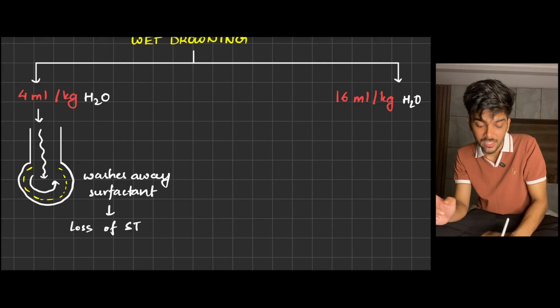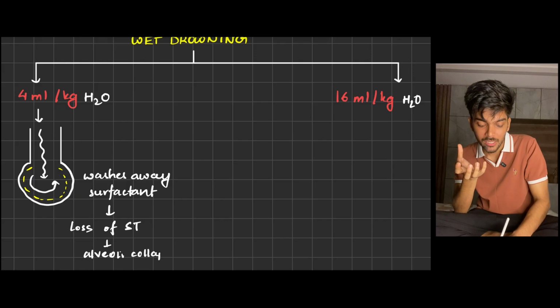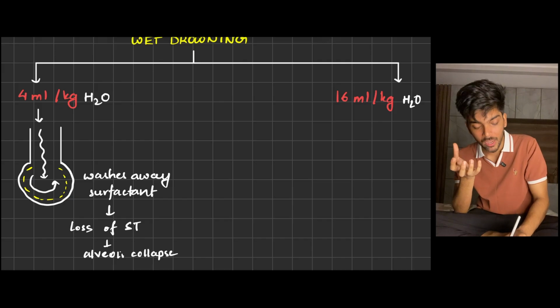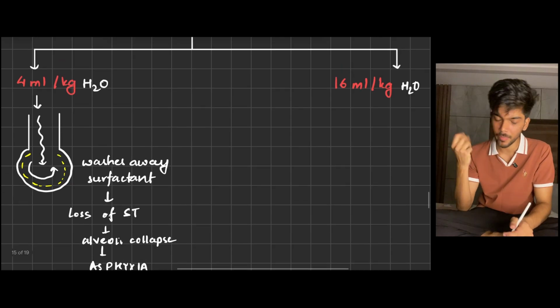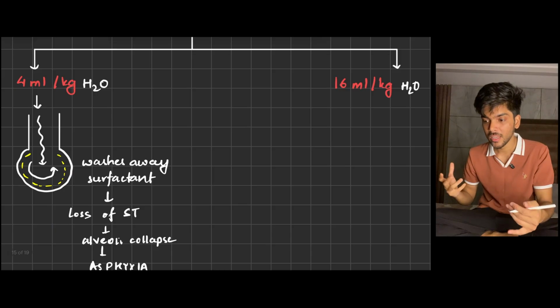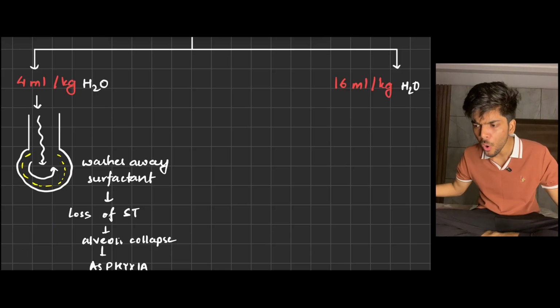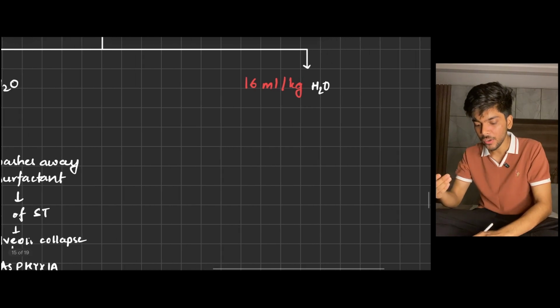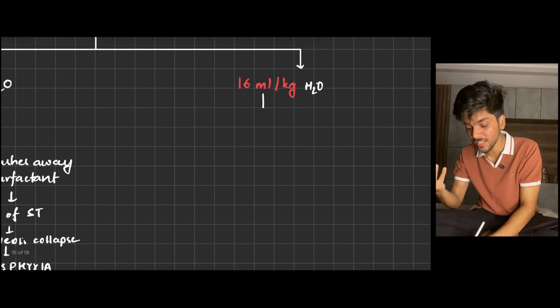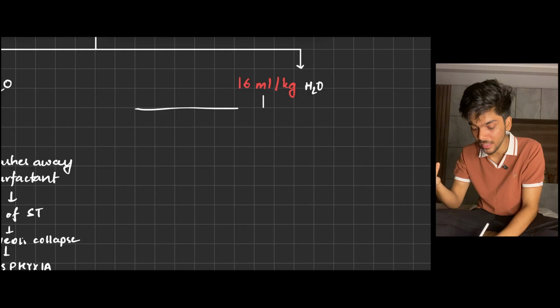And when surface tension is lost, the alveoli collapses. Once the alveoli collapses, exchange of gases won't take place and the person dies of asphyxia. Good? This is what most commonly takes place. But sometimes there can be rapid flow of a large amount of water inside the lung, and that will lead to consequences as a result of 16 ml per kg of water entering inside the lung.